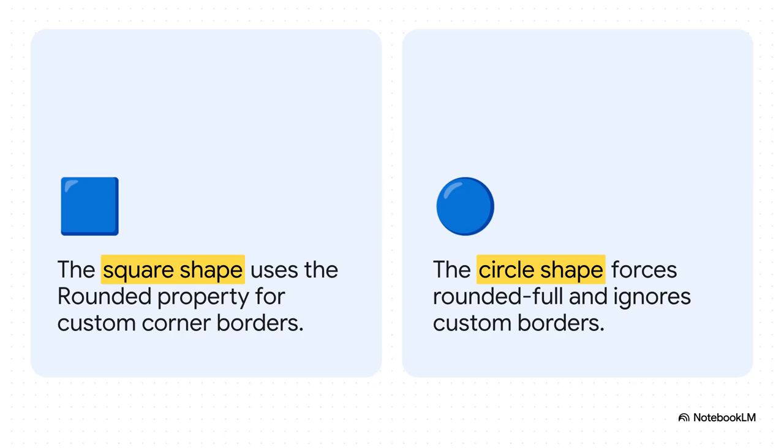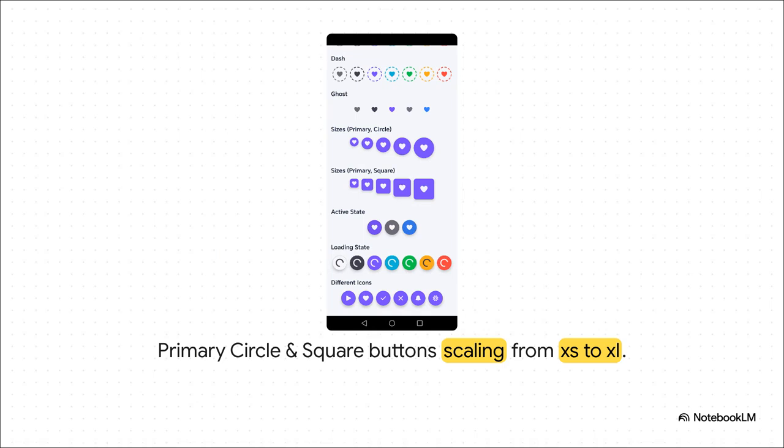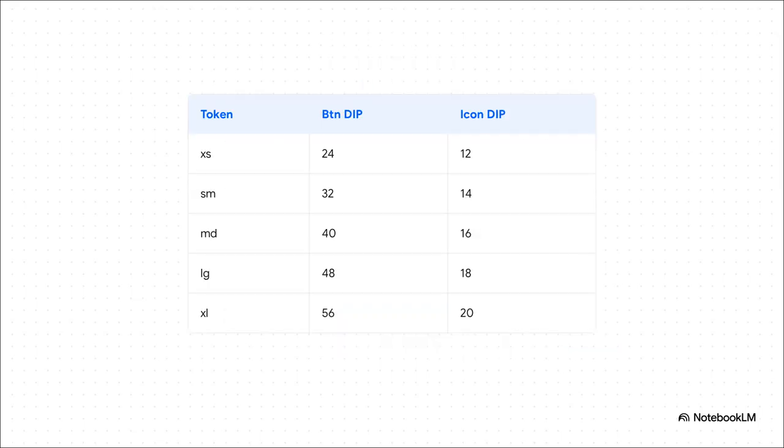It's a really smart failsafe that keeps your UI design system totally consistent. Let's see how this builds into overall component sizing. Check out the sizes rows here. You can clearly see both primary circle and primary square buttons scaling uniformly, all the way from extra small up to extra large. And this table reveals the exact math making that scaling happen so smoothly across any device screen.